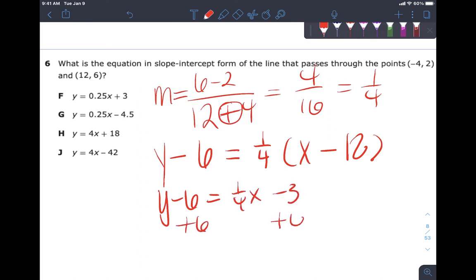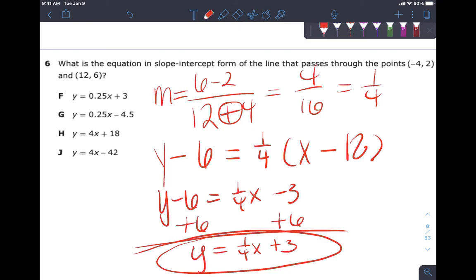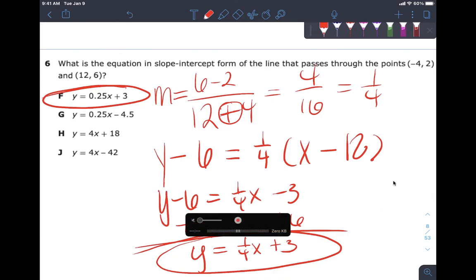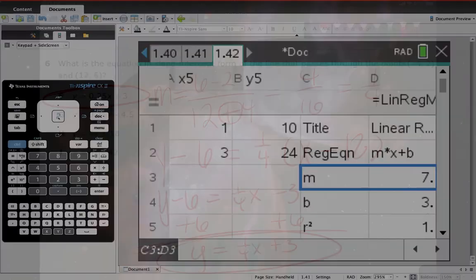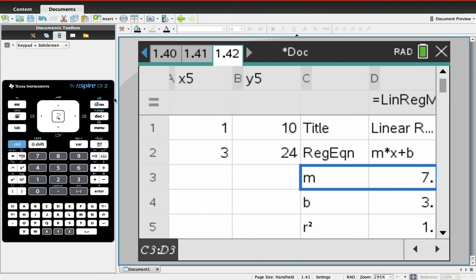I can add my 6. And I end up with my equation, y equals 1/4 x plus 3. F. Noticing that my point slope gives me my equation directly. I just rearrange. Kind of feels like it saves a step, although I feel like it's the same amount of steps. But I'll go ahead and verify this in my calculator.